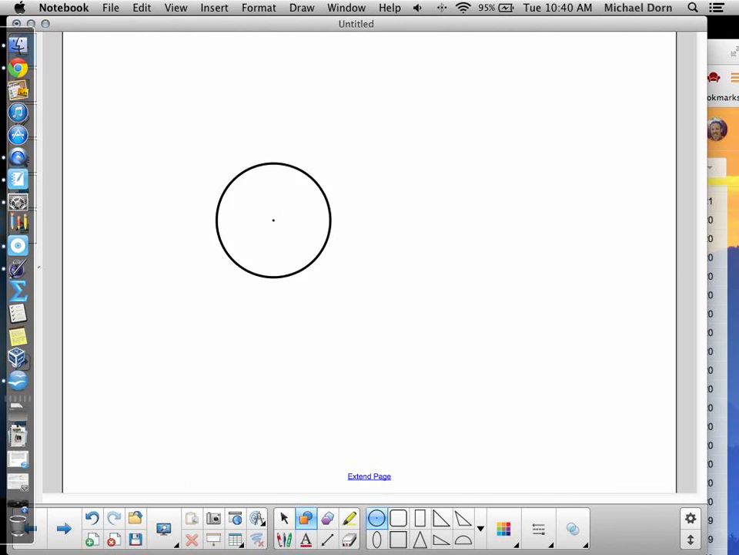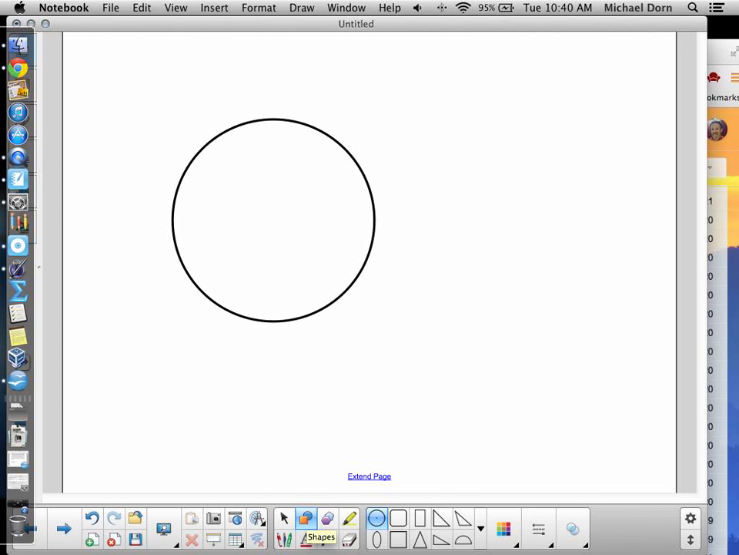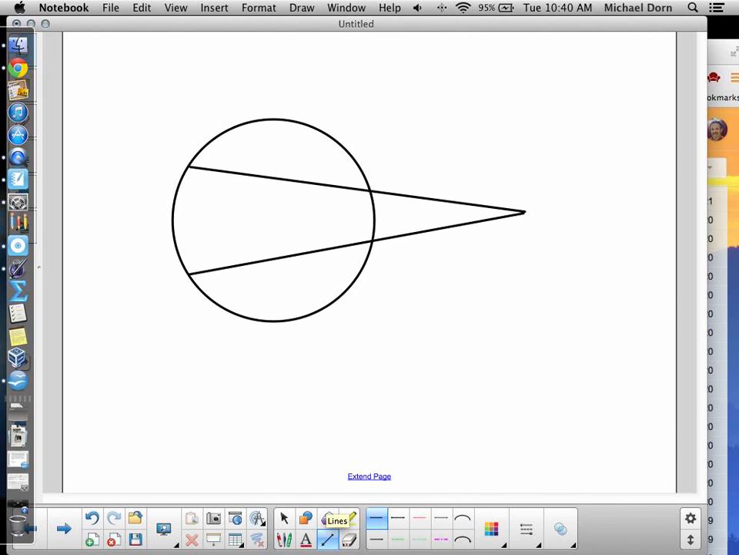How about, let's pick one off the review sheet here. Number 18, x and 28, 20, and 32. Not necessarily drawn to scale, but you'll get the idea. Let's set this one up. How are we going to start out?